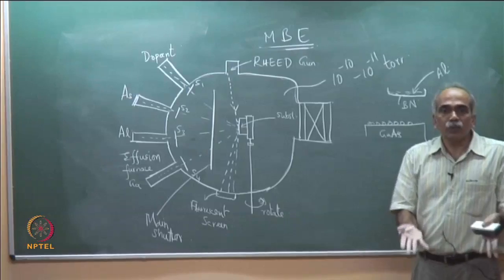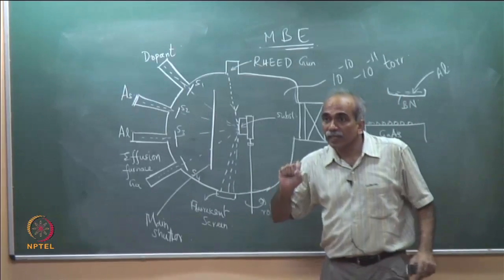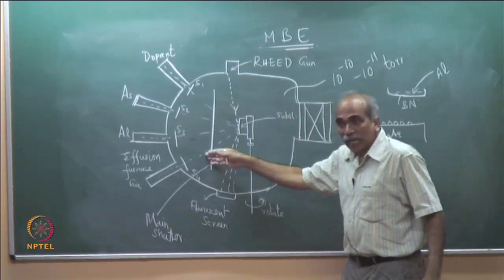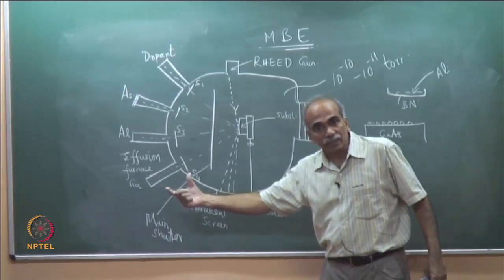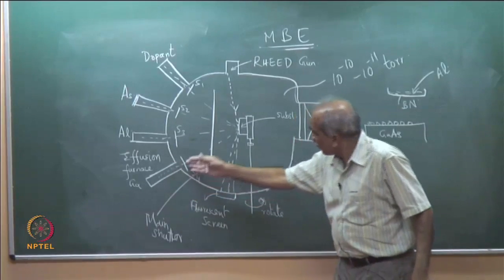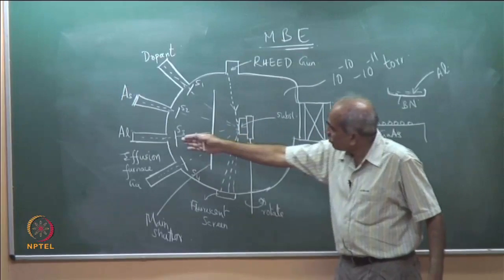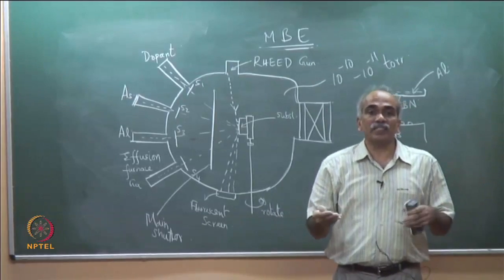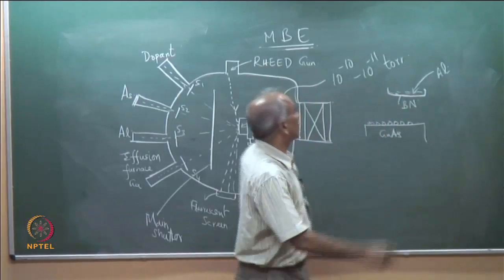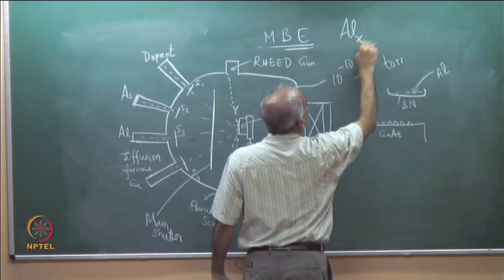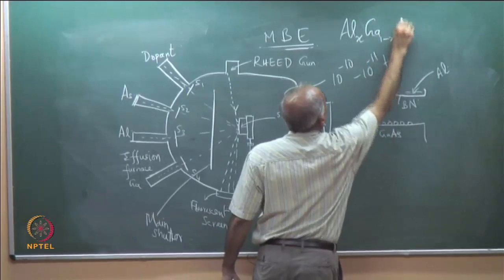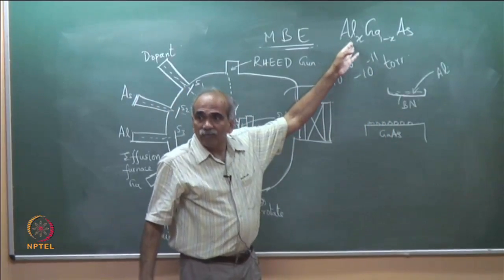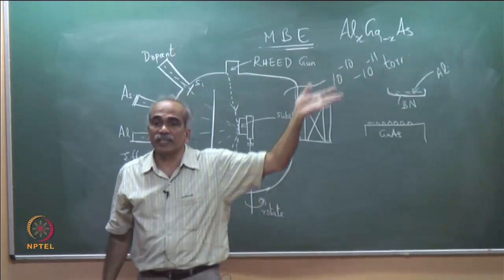So you can imagine the control that you have. The rate at which atoms are incident here is controlled by the temperature. So in a controlled rate of gallium, aluminum, arsenic, you can change the ratio. If you are growing the ternary compound aluminum gallium arsenide, Al x Ga 1 minus x As, you can control this x so that the required composition of aluminum gallium arsenide can be obtained.